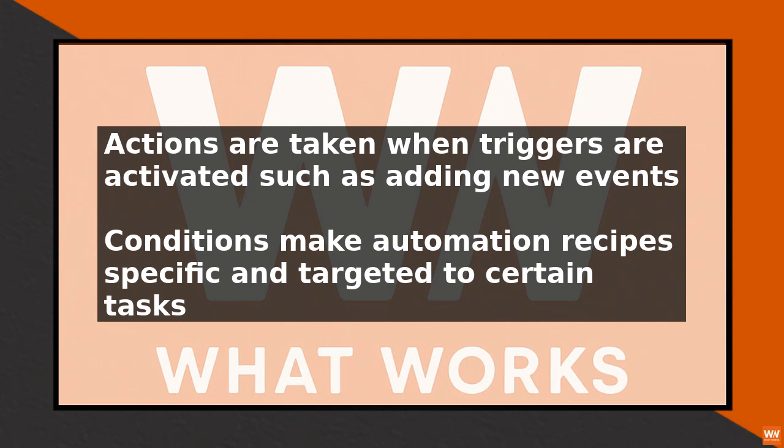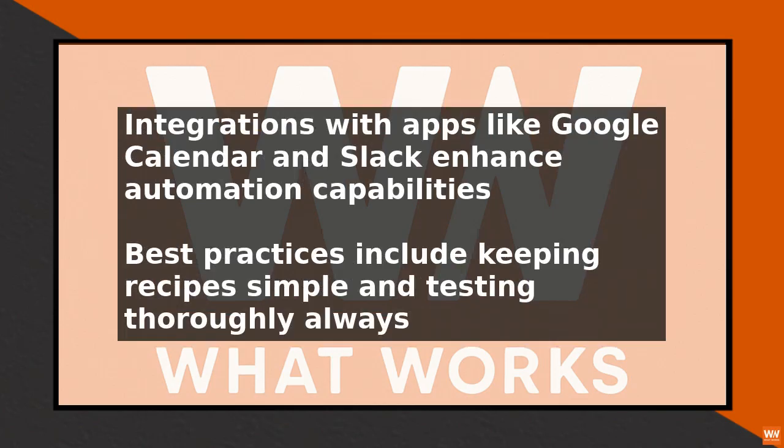To take your automation to the next level, you can use Monday.com's integrations with other apps and services. For example, you can integrate Monday.com with Google Calendar to sync your events and tasks, or with Slack to receive notifications when a task is assigned to you.